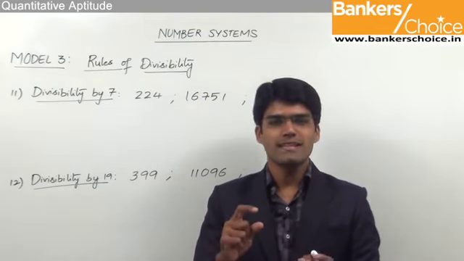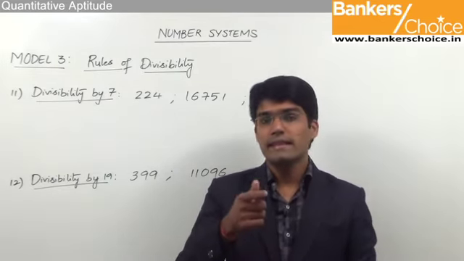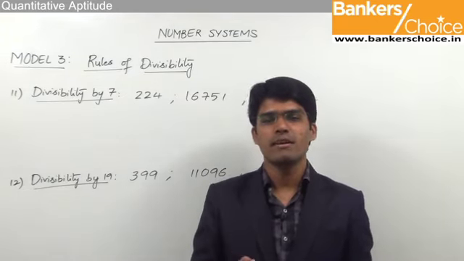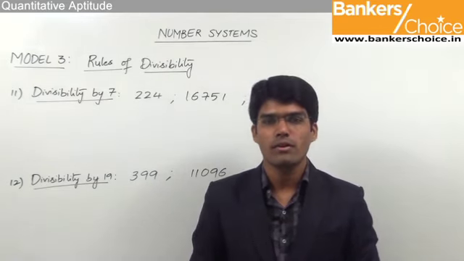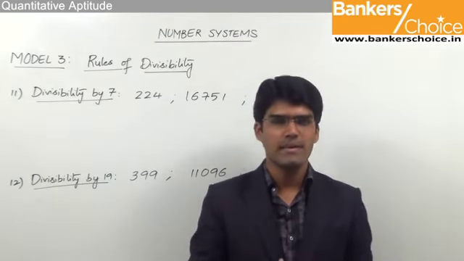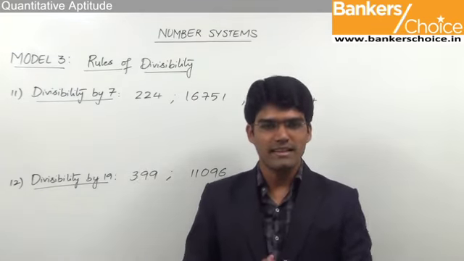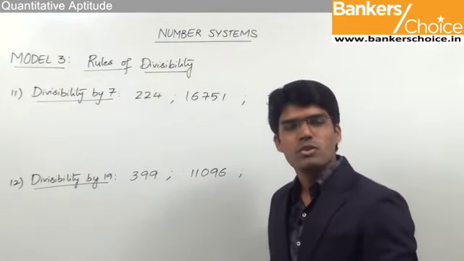Now the units place is multiplied by 2 and subtracted from the remaining part of the number. And this procedure is continued till we get a 2-digit or a 3-digit number where we can easily observe whether the given number is divisible by 7 or not. Now if the number obtained is divisible by 7, then the whole number is divisible by 7. Otherwise it is not. Let us understand this with some examples. For example, here the given number is 224.